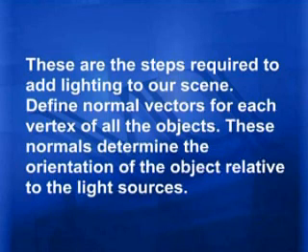Define normal vectors for each vertex of all the objects. Now these normals determine the orientation of the object relative to the light sources. This is very important. We have already discussed that whenever we talk about lighting, we will need the surface normals of the objects in our scene, because different types of light sources and different types of lights, depending upon what type of light it is and where it is positioned, are going to have a different impact on different objects.